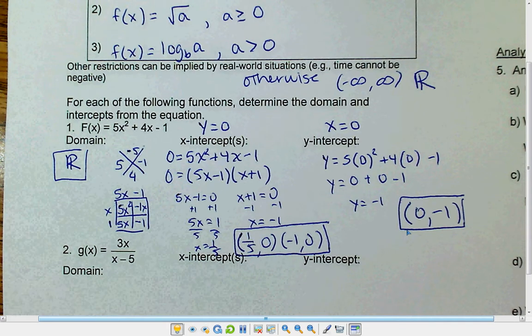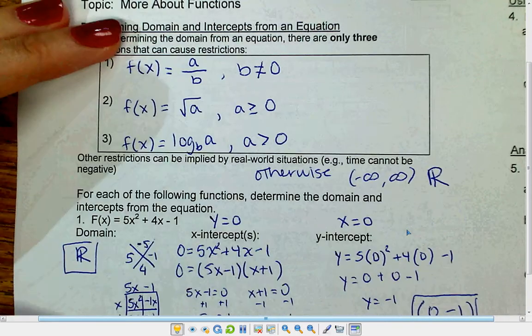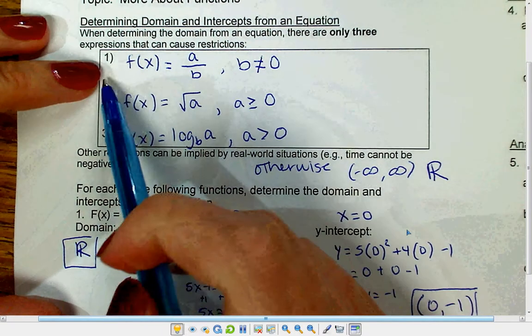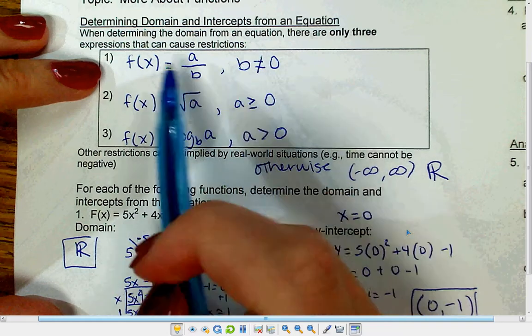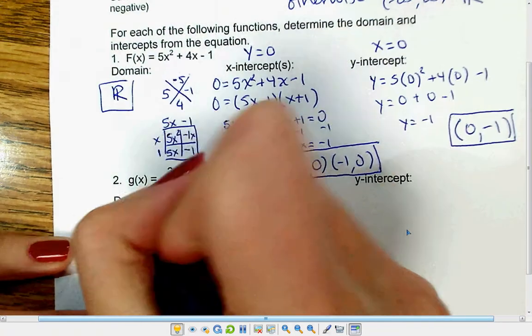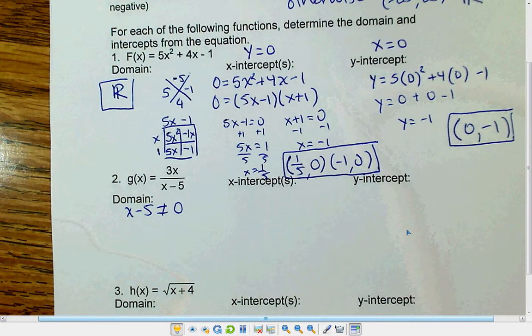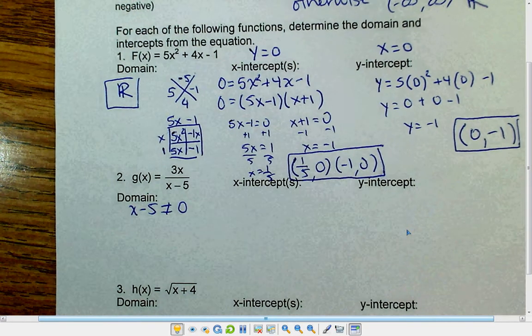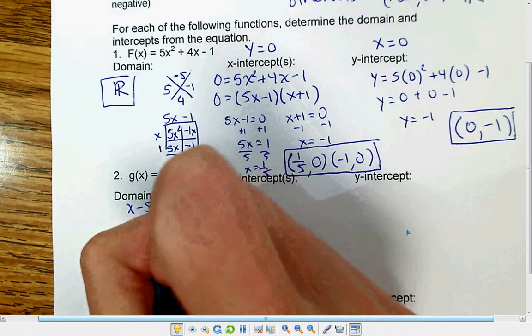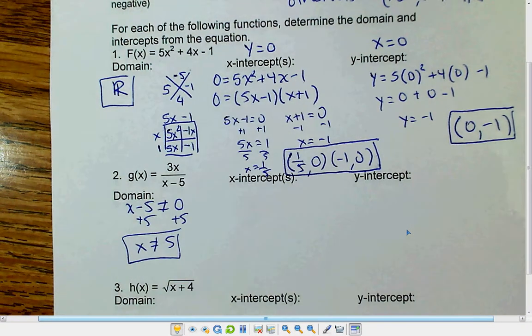Okay, let's look at number 2. So let's first find the domain. Again, we're looking at these three situations up here. Number 2 is a fraction, so we're looking at our first situation. When you have a fraction, the denominator cannot be equal to 0. So my denominator here is x minus 5. So if x minus 5 equals 0, I'm going to solve for x by adding 5 to both sides. I have x does not equal 5. That is my domain.